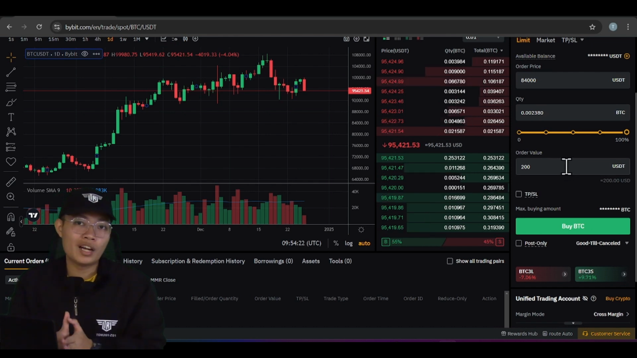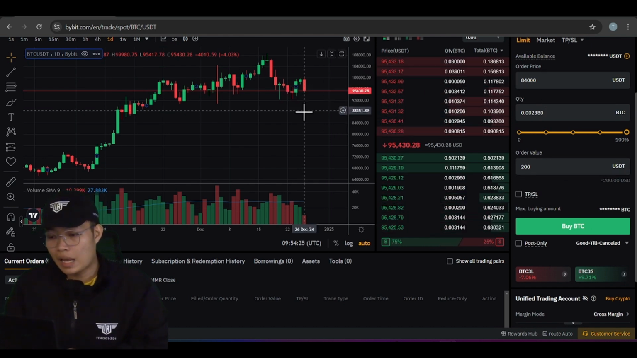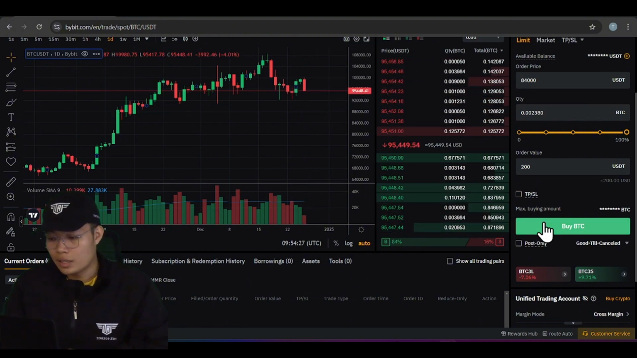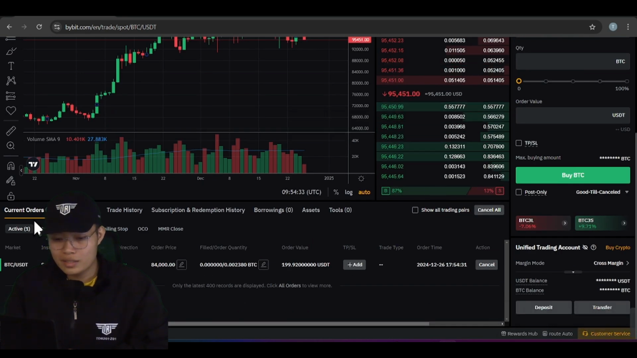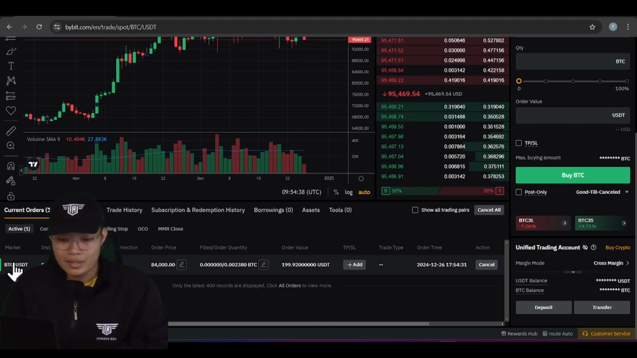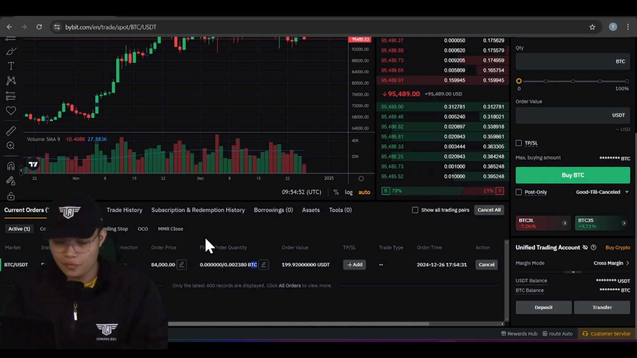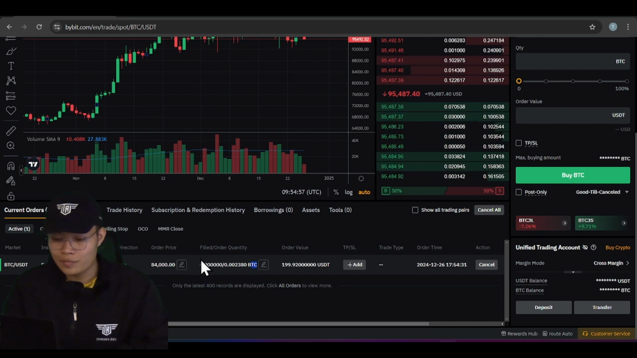For example, just now I transferred $200. So if I want to buy at 84,000 using a limit order, I just click buy and buy BTC. Once you click buy BTC, you can see here the current active is market orders. I'm buying BTC/USDT, and it is actually the spot. I'm going for limit orders and I'm going for buy. This is the order price that I want, and this is the fill price. If it gets filled, it means that the order is actually executed. It will show that it is filled, and here's the order price and the time.